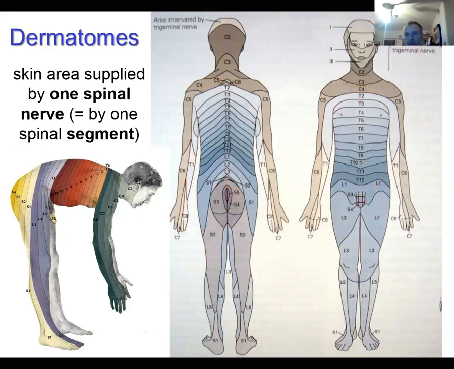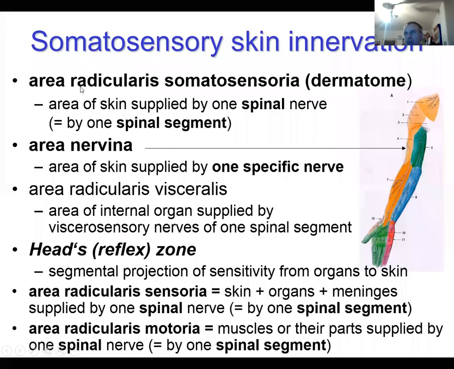So when I come back to the general terms, we already know what is dermatome, what is area nervina. Of course, we have the visceral radicular area, which is the area of an internal organ supplied by one spinal segment, and we have, of course, the motor radicular area, which means a muscle, group of muscles or parts of the muscles supplied by one spinal nerve or by one spinal segment. And clinically, again, important is what is known as a Head's zone or a reflex zone.